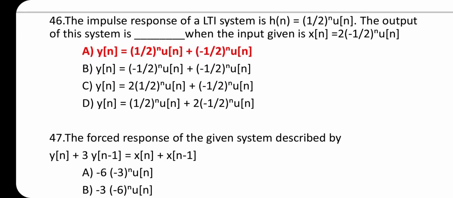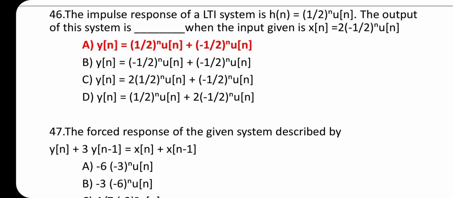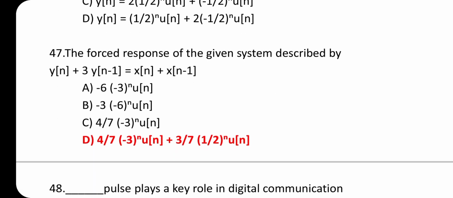The impulse response of an LTI system is h of n equal to (1/2) raised to n u of n. The output of the system is dash when the input given is x of n equal to 2 into (-1/2) raised to n u of n. Option A, y of n equal to (1/2) raised to n u of n plus (-1/2) raised to n u of n is the answer.